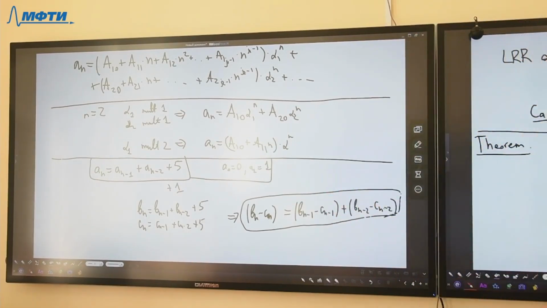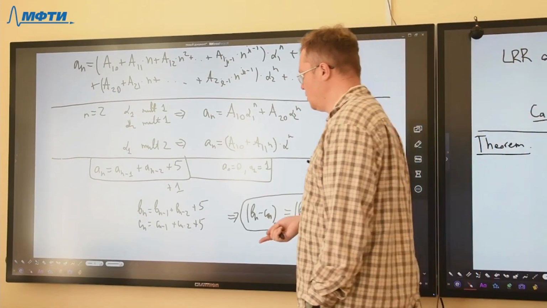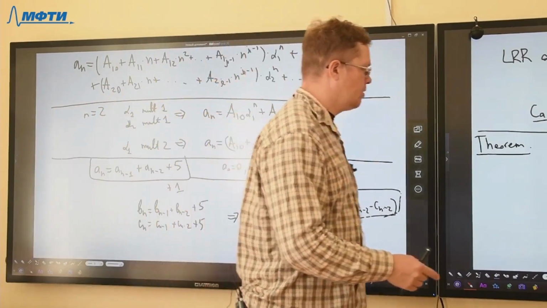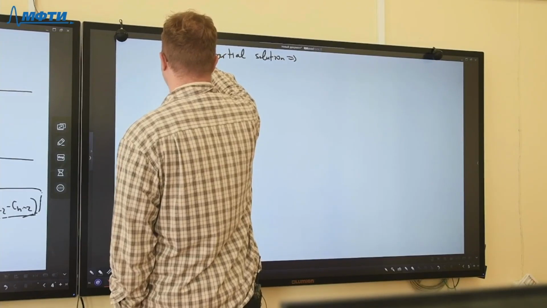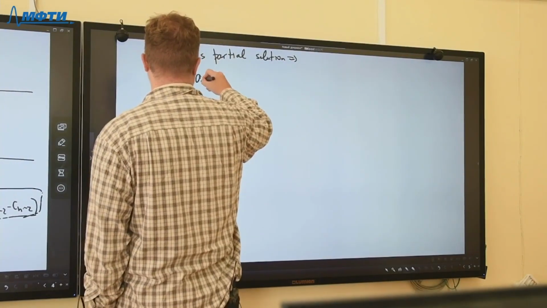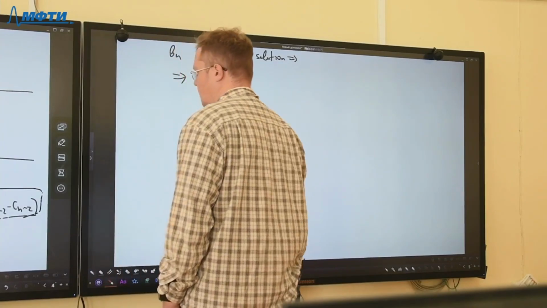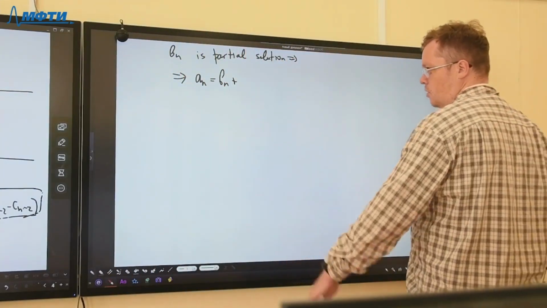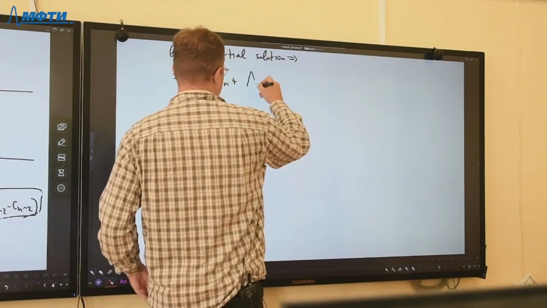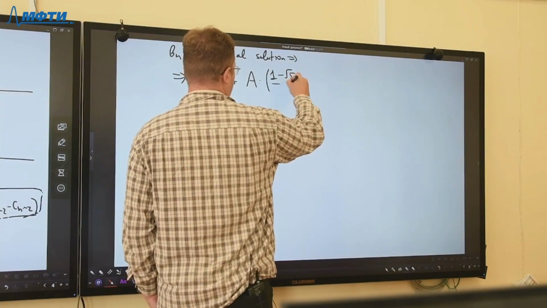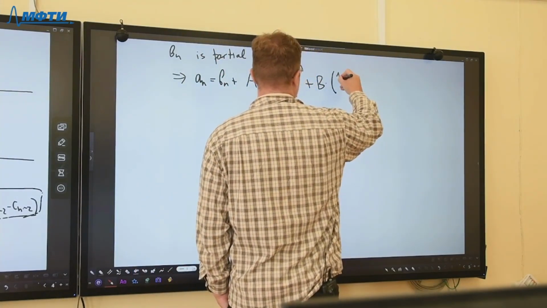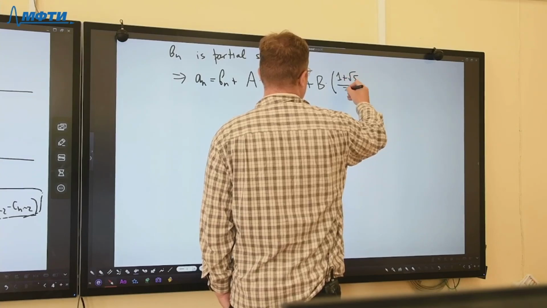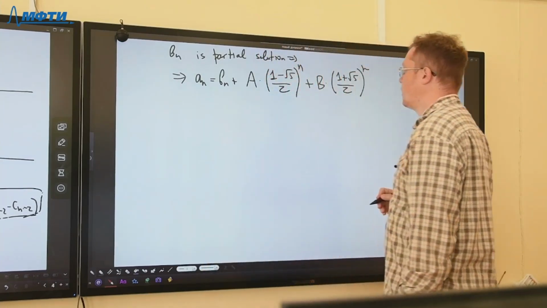So if I know the partial solution, then I can just write the formula. For example, Bn. Then A_n is equal to Bn plus the solution of the homogeneous linear recurrence. So in this case it will be A times ((1 minus square root 5) over 2) to the nth power plus B times ((1 plus square root of 5) over 2) to the power n.